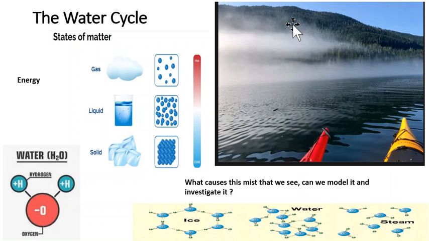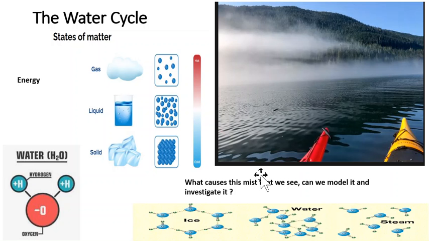This is what's known as the water cycle. So what causes the mist that we see? We can say that a change in phase, brought on by heat being added to the water, turned the liquid water into gas. And can we model it and can we investigate it? What I'm going to get you to do is build a model that you will use to demonstrate, for example, how the water cycle actually works.